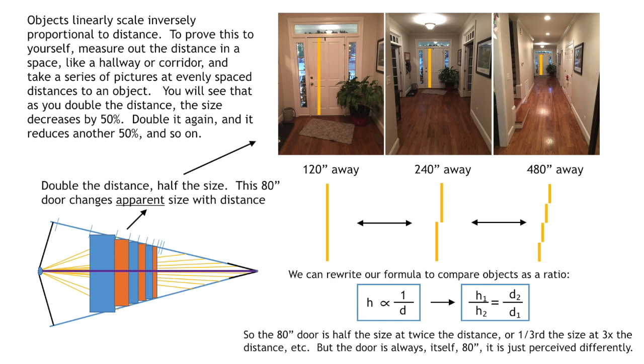So we can rewrite our formula to compare these objects as a ratio. Height inversely proportional to 1 over the distance, for two different sets of distances and heights, can be written as height 1 over height 2 is equal to distance 2 over distance 1. So the 80-inch door is half the size at twice the distance, or 1/3 the size at 3 times the distance, etc. But the door is always itself 80 inches. Just keep that in mind.